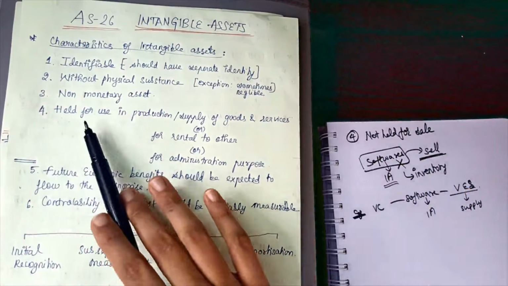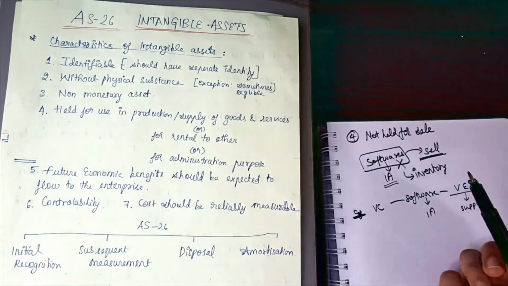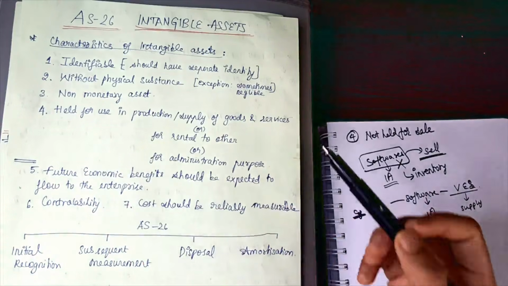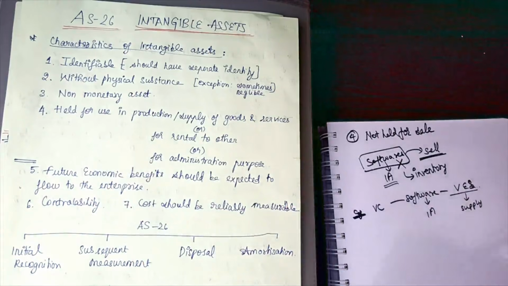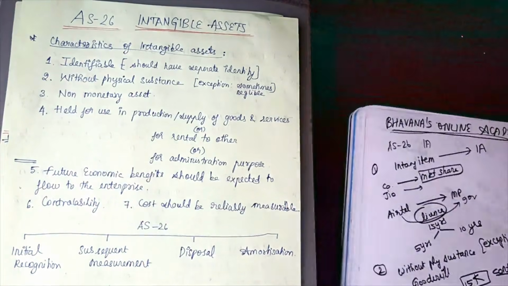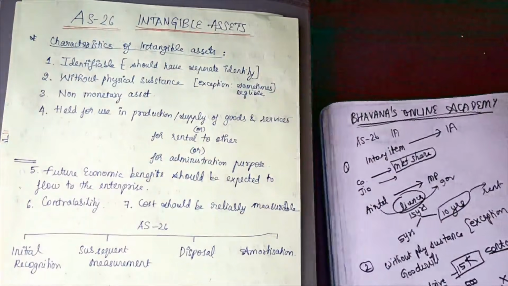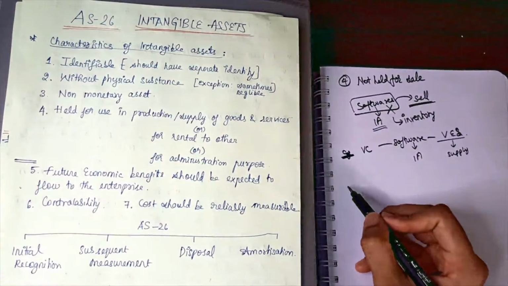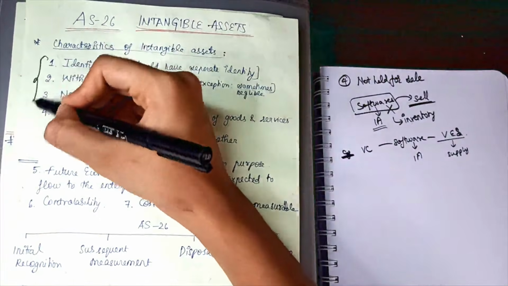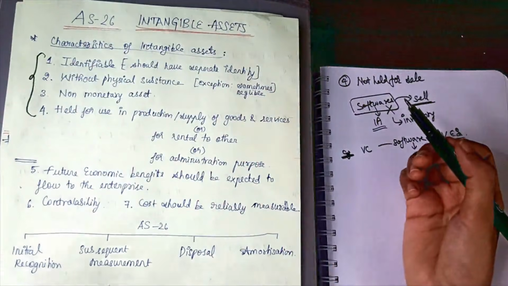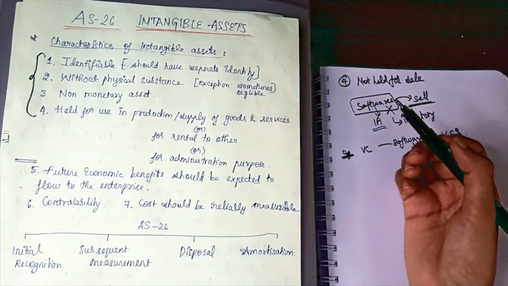So likewise, held for use in production or supply of goods and services, or for rental to others, or for administration purpose. Here I gave an example for rental to others. This 10 years license, you rent it to someone else. So that would also come in intangible assets. Okay. So the first 4 points which I have explained would tell you what the characteristics of an intangible asset are.